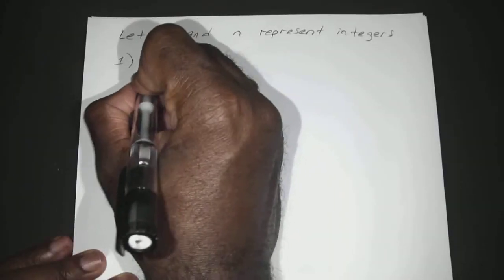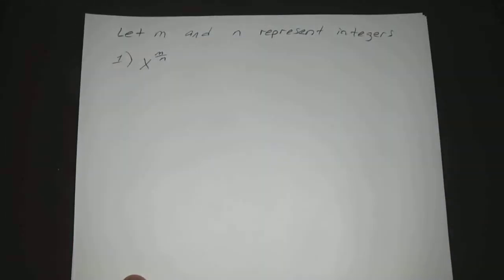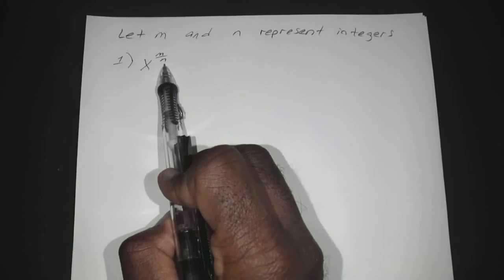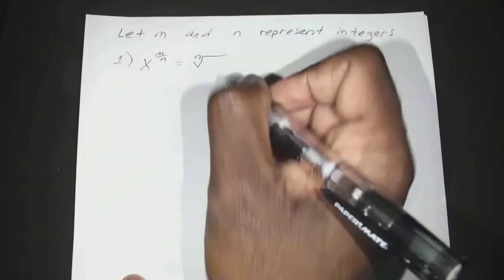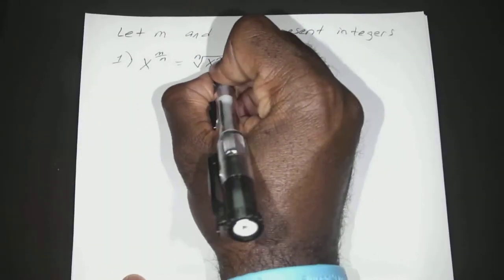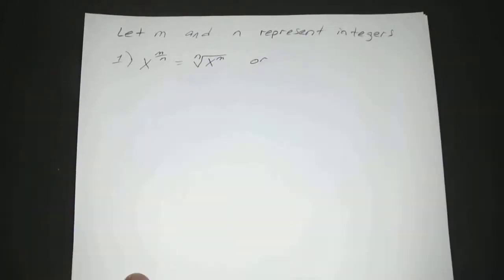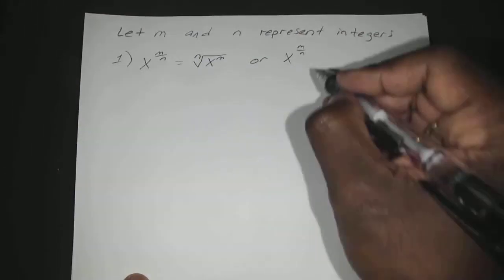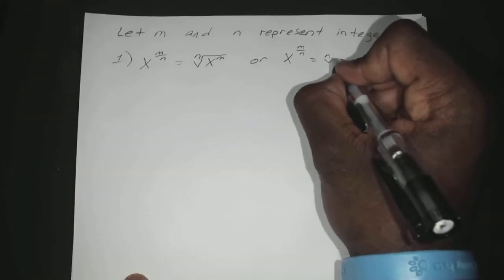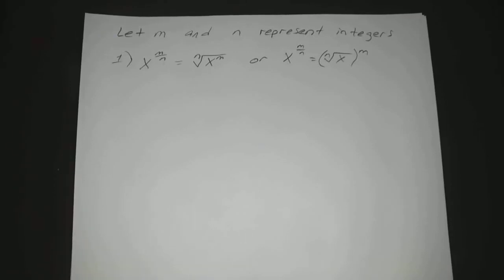If we have, let's say, x to the power of m over n, remember, our denominator is always going to be your index. So that's going to equal the nth root of x to the power of m. Or we can rewrite it as x to the power of m over n equals the nth root of x, and that entire thing to the power of m. They both mean the same thing.